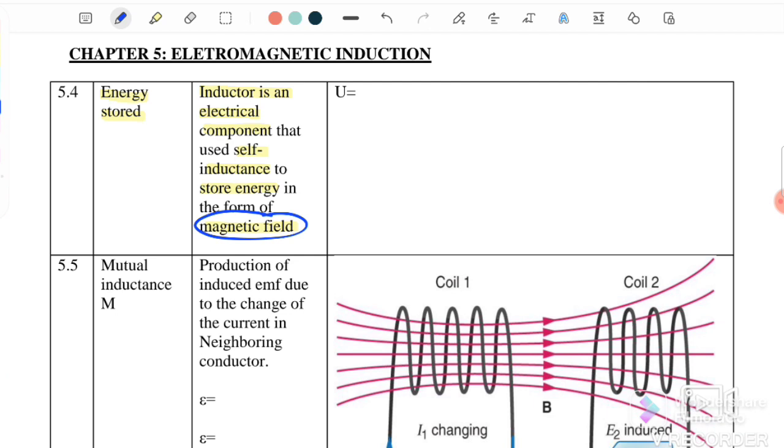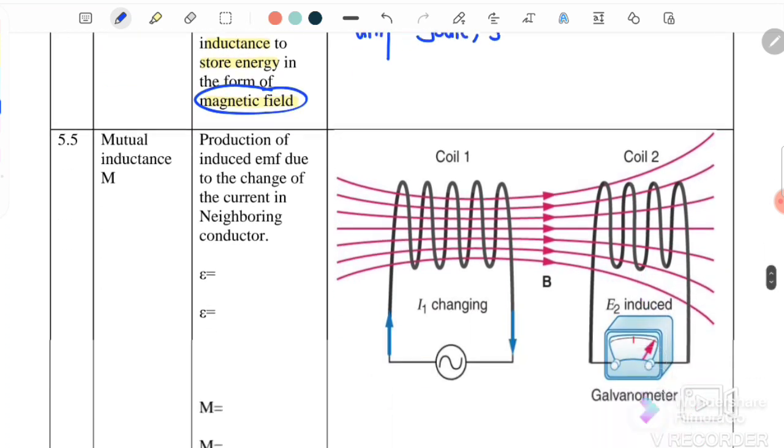So the equation for the energy store is U equals half L I squared. And the unit for the energy store is joule, or capital J.